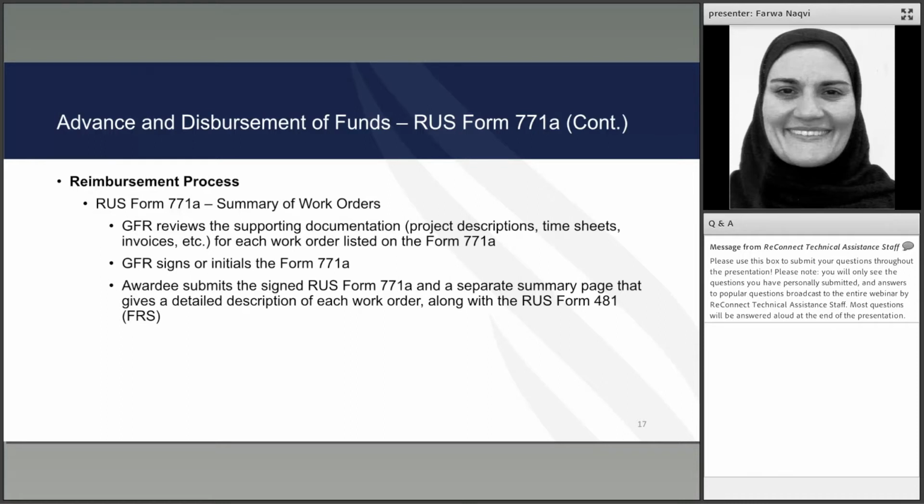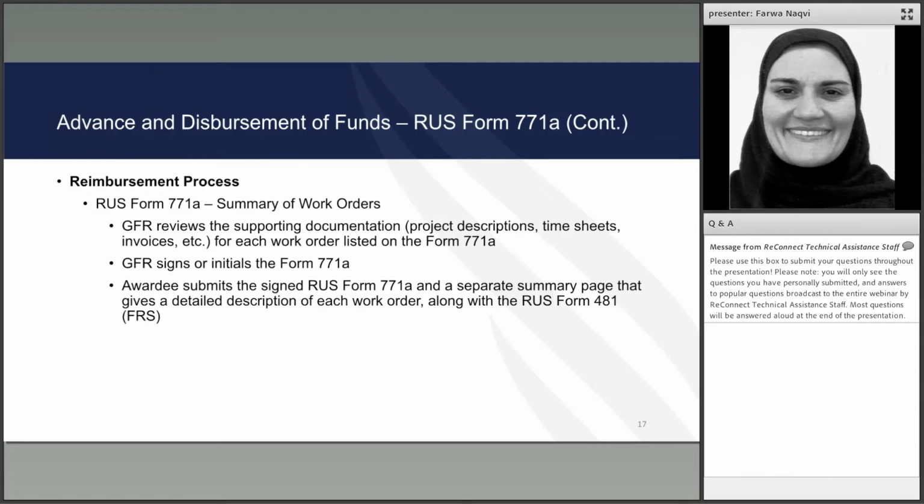So once the 771A form has been properly completed and executed by the authorized official of the awardee and the engineer, it needs to be forwarded to the GFR for review. The GFR will review the supporting documentation, meaning the project descriptions, the timesheets, invoices, etc., for each work order that's listed on the 771A form. It is possible that during this review the GFR may have some follow-up questions, which I will cover in the next slides.